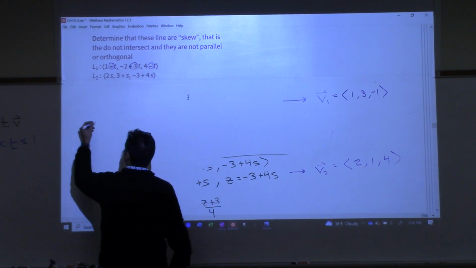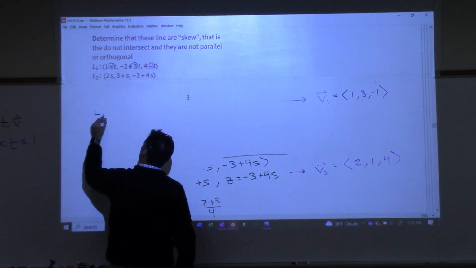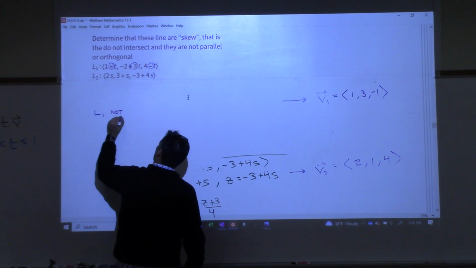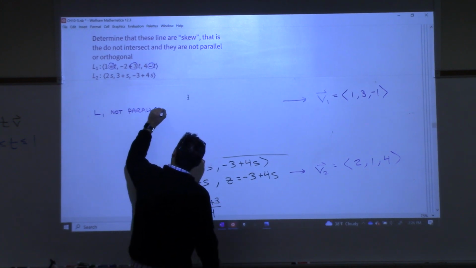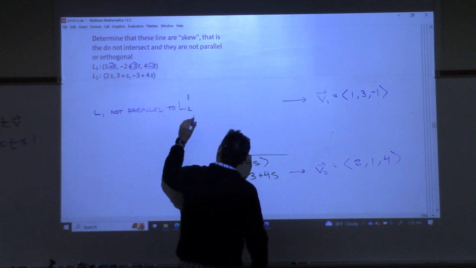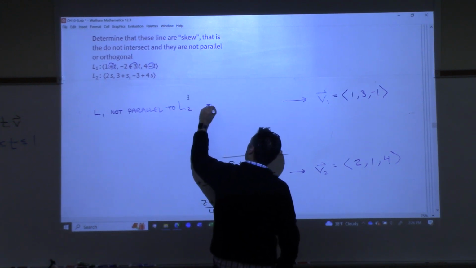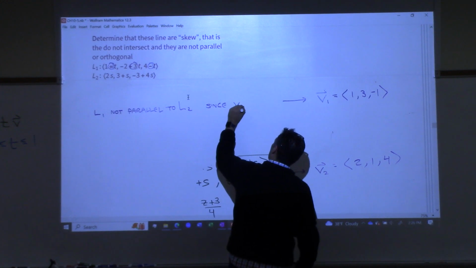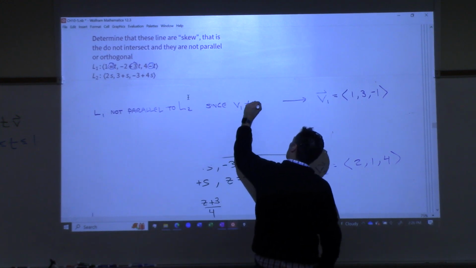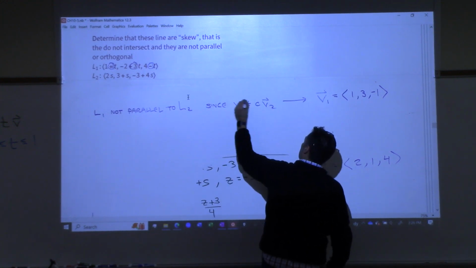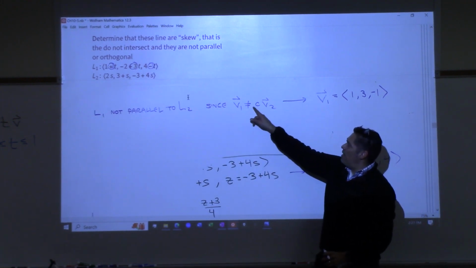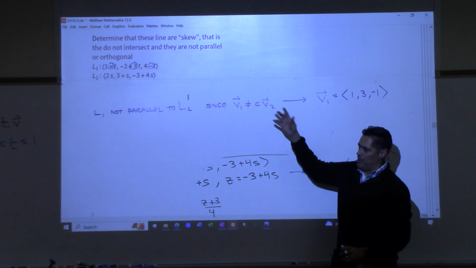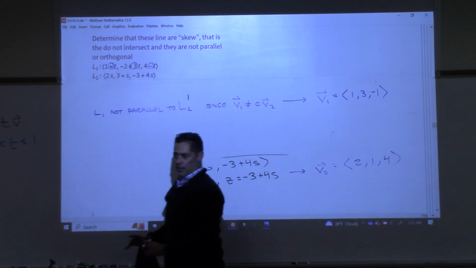So I'm going to say here, L1 is not parallel to L2 since V1 is not a scalar multiple of V2. See how I wrote that? V1 is not a multiple c times V2. They're not scalar multiples of one another.